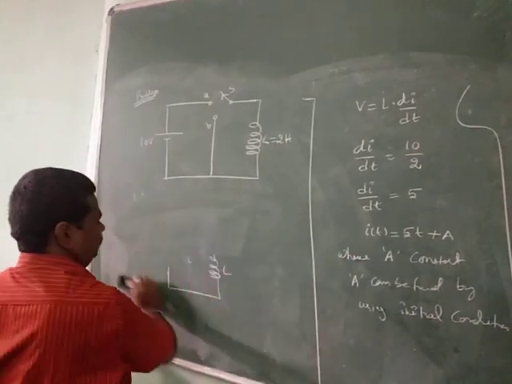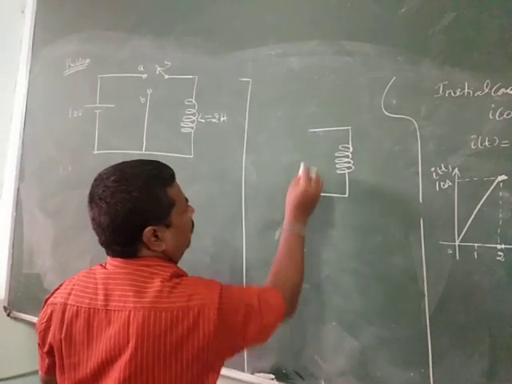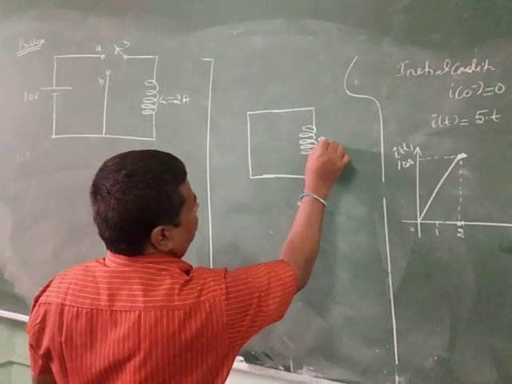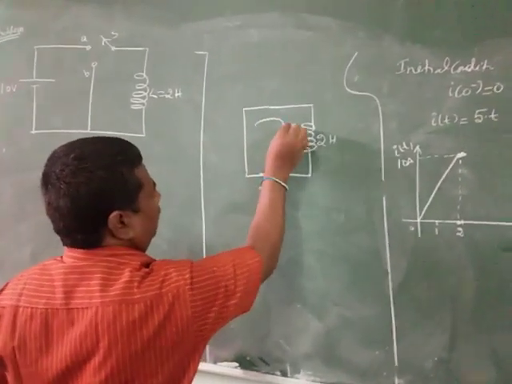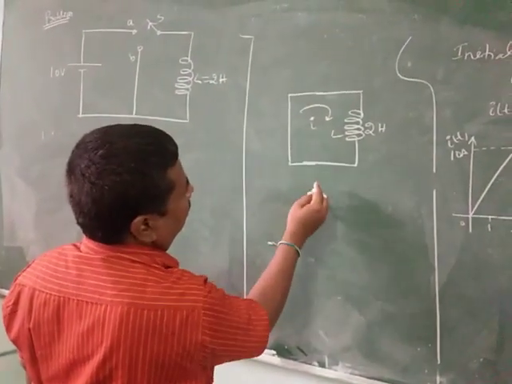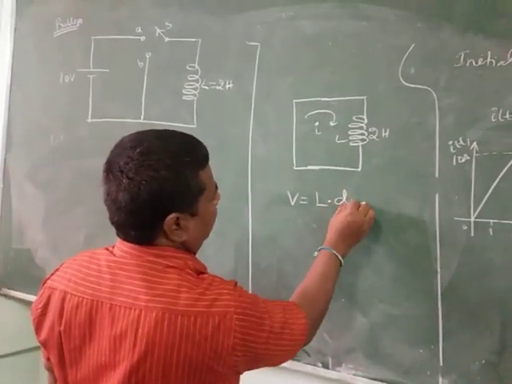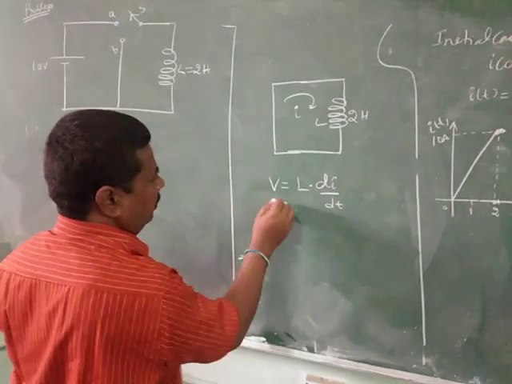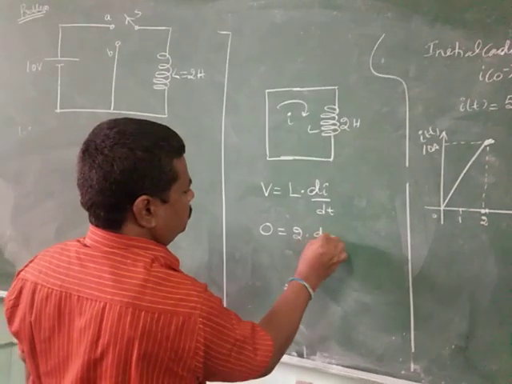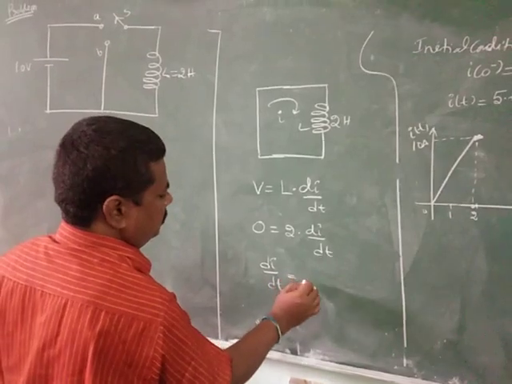Now the switch is connected to point B. This is a short circuit. This is the inductor, 2 henry L. Now the current I. Here also apply KVL. V is equal to L di by dt. Now here the voltage is equal to 0, short circuit, voltage is equal to 0, so 0 is equal to 2 into di by dt. So di by dt is equal to 0.